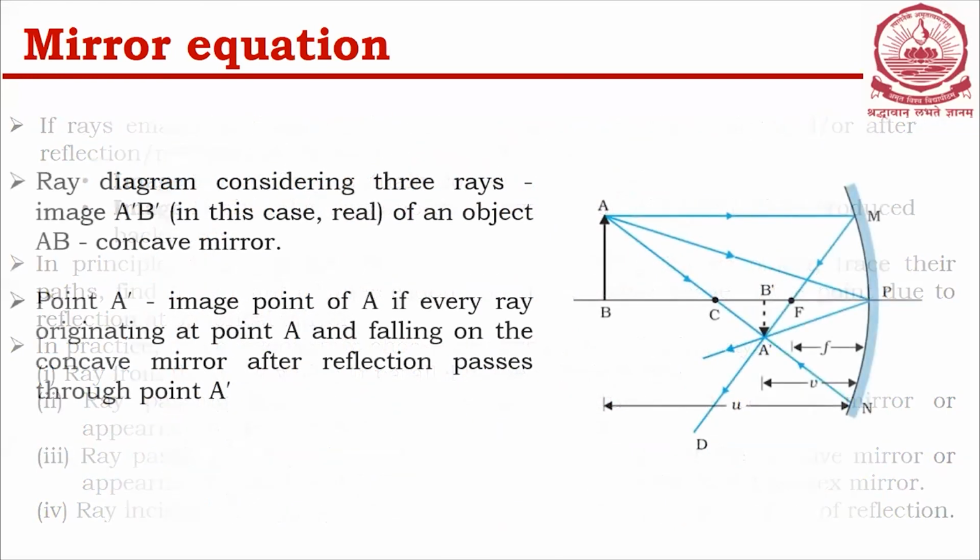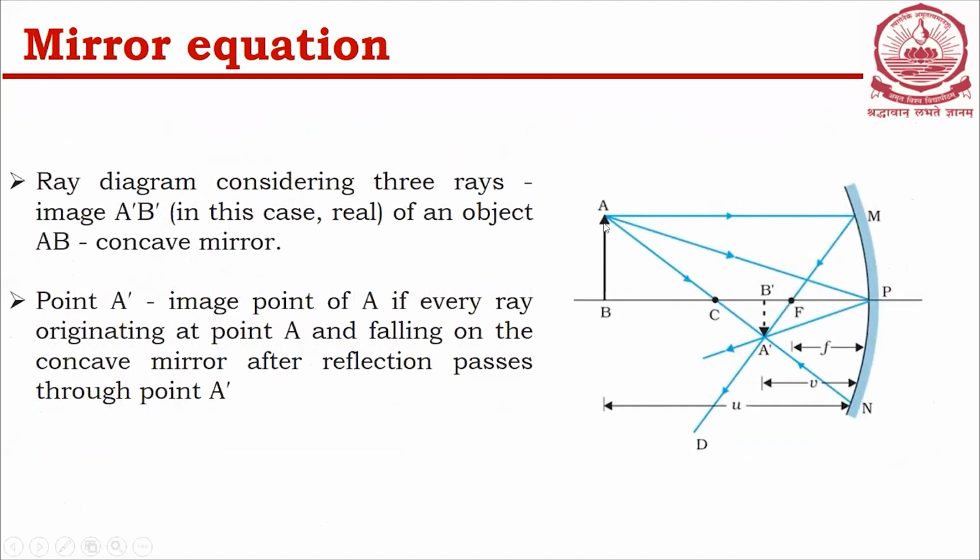So you can see here an object, with rays starting from the point A, and there are 3 rays we have taken. One is parallel to this optic axis. This is the first ray. The second ray is pointing towards the pole of the mirror. This is the second ray. And the third ray passes through the center of curvature. So these are the 3 rays I am going to consider.